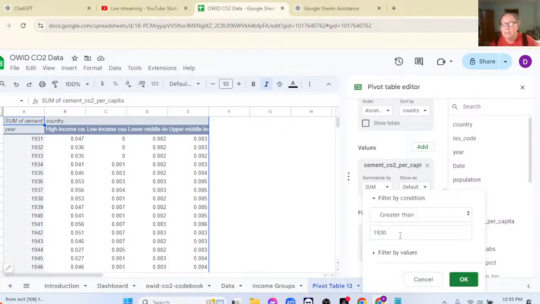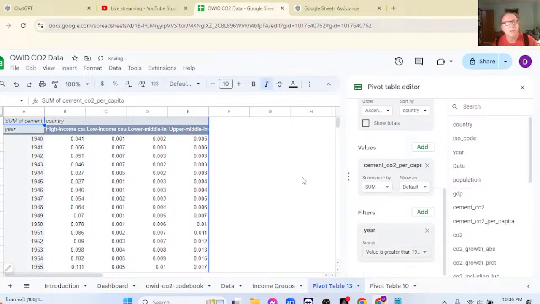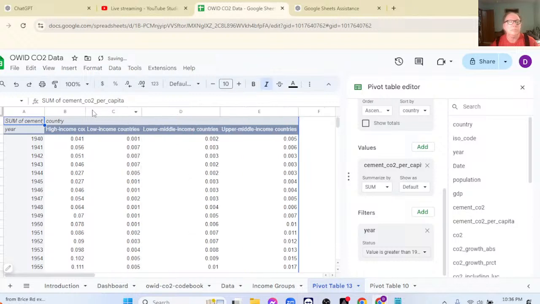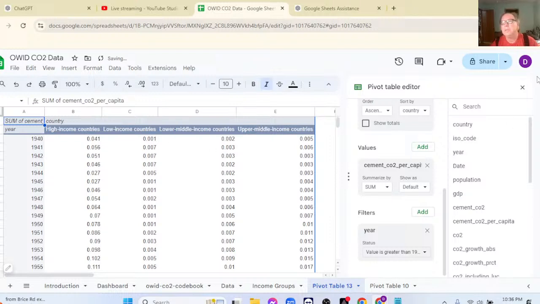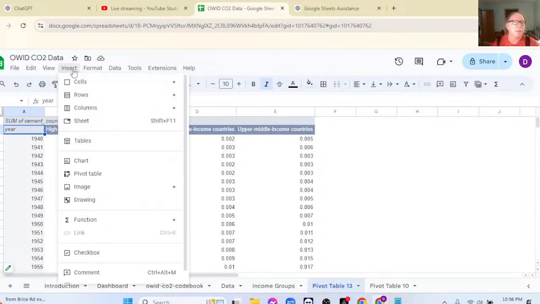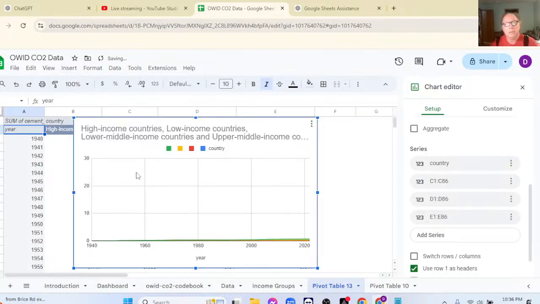Actually, let's say 39. There. All right. Okay. So again, this is per capita. We got year, we got this. Let's insert plot. Right. See, that doesn't make any sense. That's a series. Aggregate.